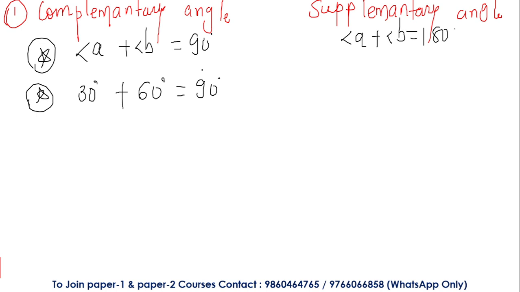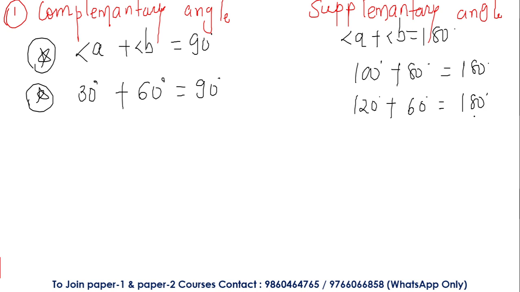In case of supplementary angles, the summation should be 180 degrees. For example, if we have one with 100 degrees and the other with 80 degrees, I'll get 180 degrees, right? If I have one as 120 degrees and the other as 60 degrees, I'll again get 180 degrees. You just have to understand that the summation should be equal to 180 degrees. Summation of complementary angles should be equal to 90 degrees.